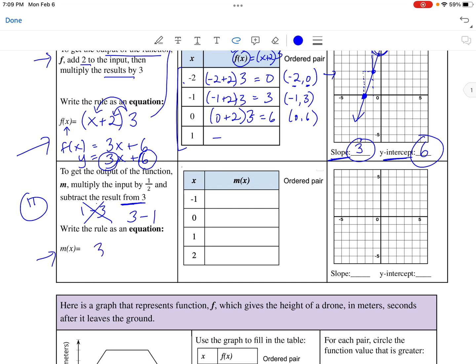So our rule is actually going to be 3 minus, and then we're going to have to multiply the input by 1/2. 3 minus 1/2 x.